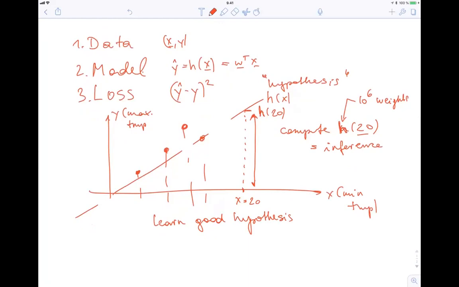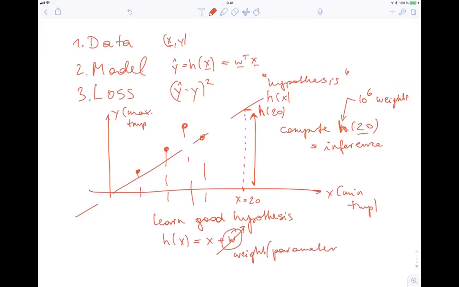Let's say, for the sake of illustration, we use a hypothesis space which is given by all functions of the form x plus some weight w. So this is the weight. We also call it sometimes a parameter, which we want to tune, which we learn. So this here is kind of a tuning knob. And so we get a hypothesis for different choices of the weight. And the set of all these functions, so if we vary this w over all real numbers, we get a whole set or space of functions or hypotheses. And this is called a hypothesis space.